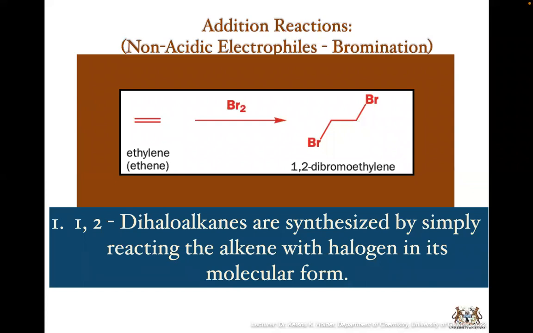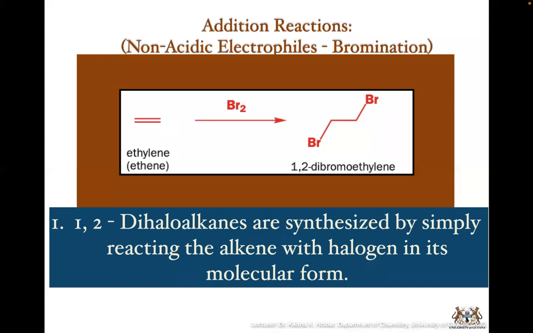Okay? So, as you are seeing here, all the reactions we are studying result in the addition of a substituent that is not hydrogen to the carbon center. And by manipulating the conditions and the reagents, we're able to access a wide range of varied compounds. So here on the screen, what we have is a reaction between an alkene, in this case ethylene, and a halogen in its molecular form.